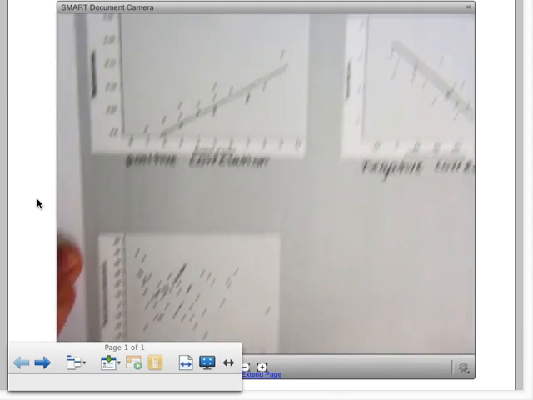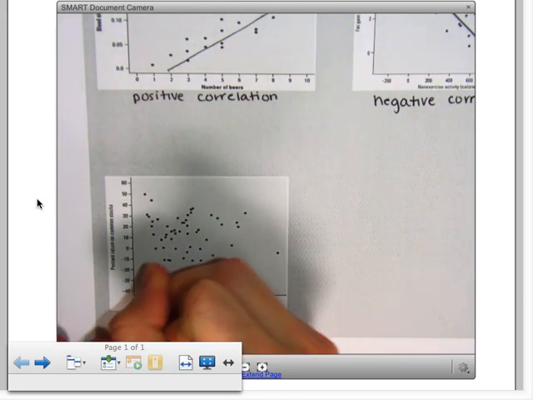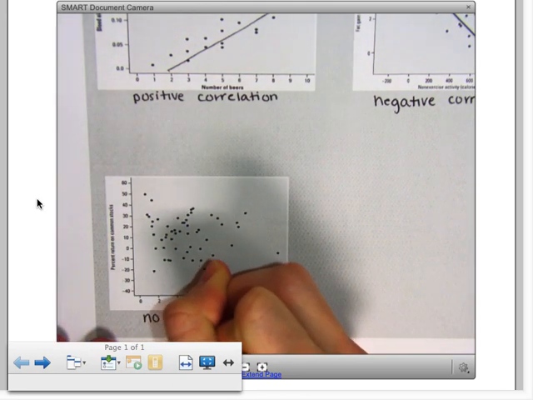Okay, and then the last example, these points here, they're kind of all over the place. They don't form or semi-close to a straight line. So since there is no line of best fit, it means that there is no correlation.